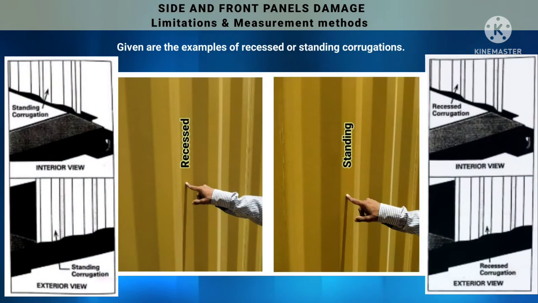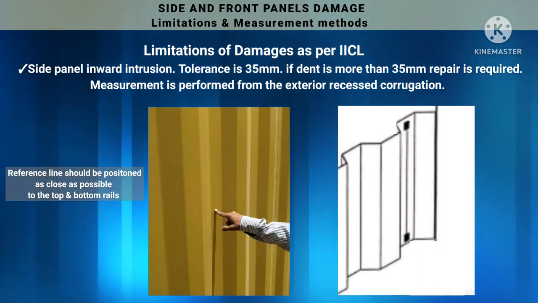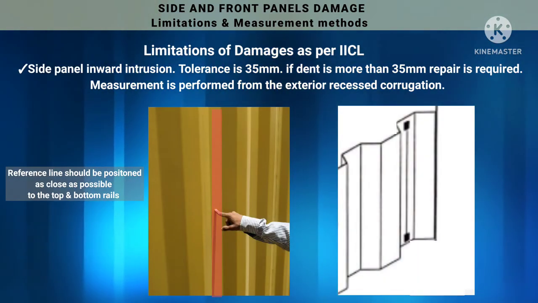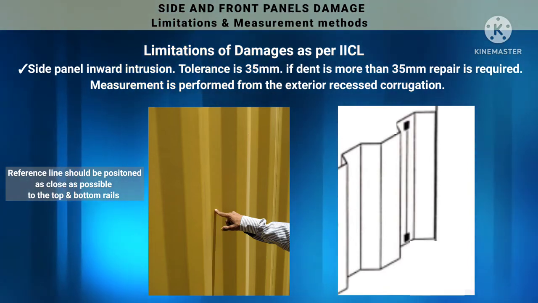When measuring damages, we should know about the state of corrugation, whether they are recessed or standing. Given are the side panel pictures in which you can see standing corrugation and recessed corrugation. Let's see how to measure damages. Limitations for damage as per IICL. The reference line should be positioned as close as possible to the top rail and bottom rail.